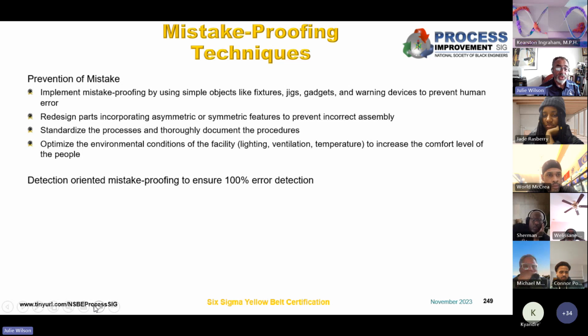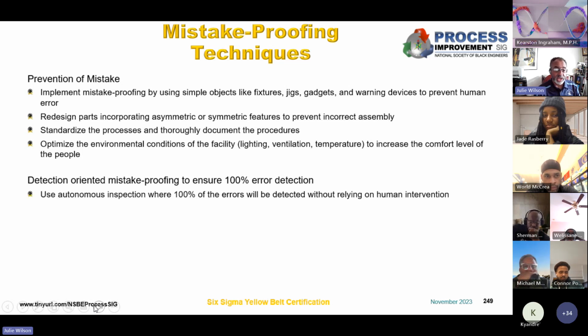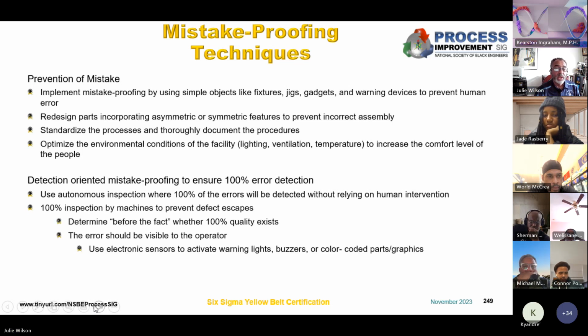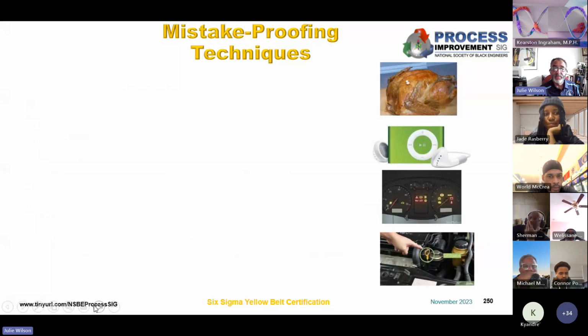Detection-oriented mistake proofing to ensure 100% error detection. Use automatic inspection where 100% of the errors will be detected. Use electronic sensors to activate warning lights, buzzers, color-coded parts and graphics, and things like that.